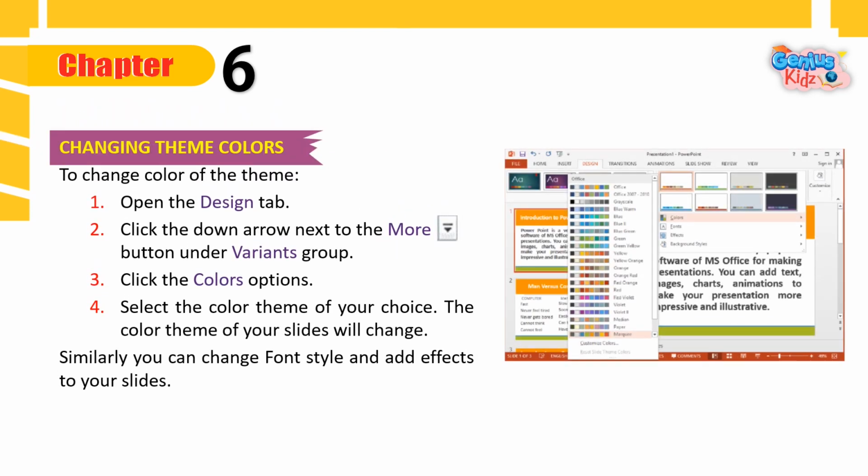Changing theme colors. To change the color of the theme, 1. Open the Design tab. 2. Click the down arrow next to the More button under the Variants group. 3. Click the Colors option. 4. Select the color theme of your choice. The color theme of your slides will change. Similarly, you can change the font style and add effects to your slides.